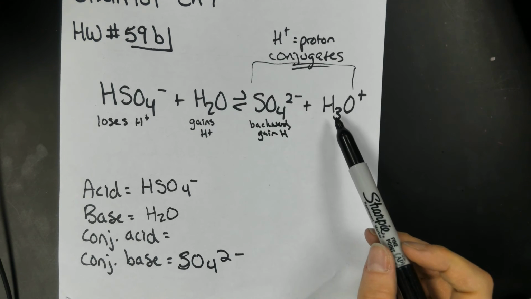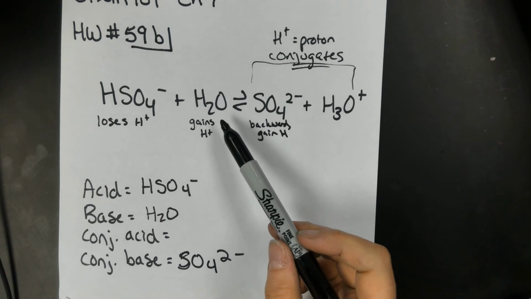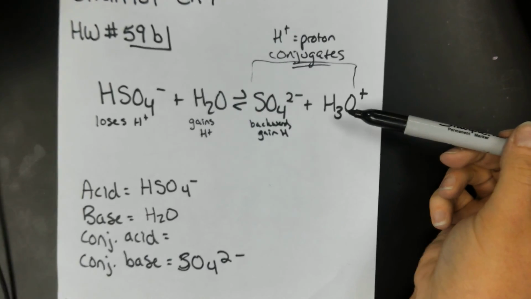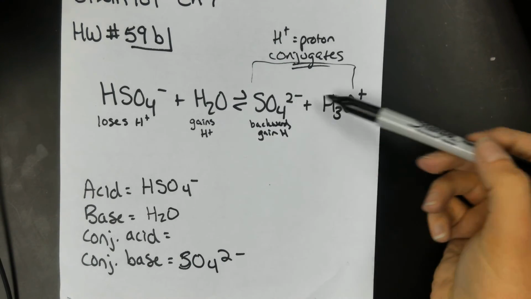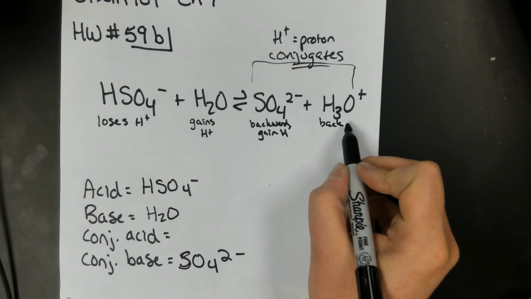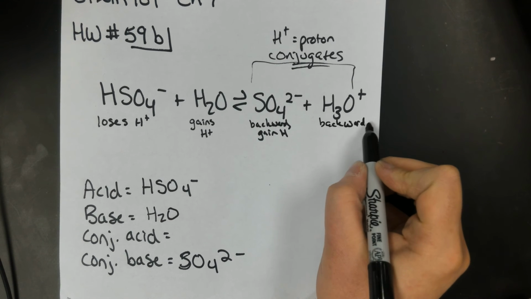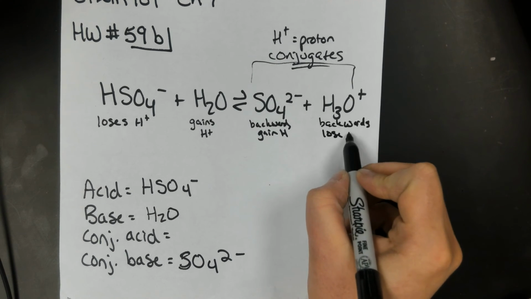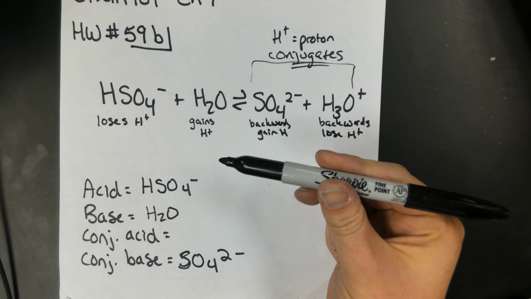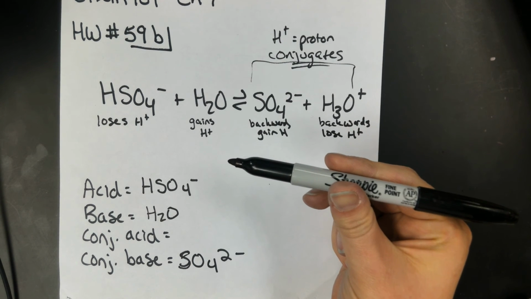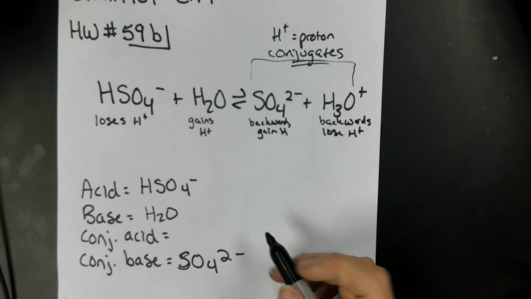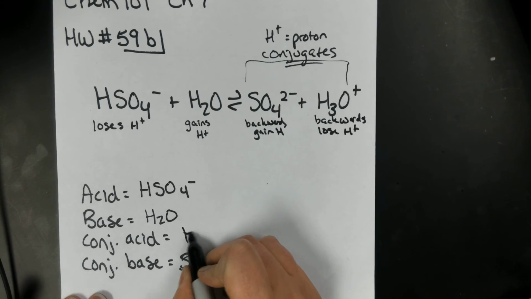How about H3O plus? To go from H3O plus to H2O, what do you have to do? If we're going backwards, we lose an H plus, right? We're losing an H plus going this way. So what loses H pluses? Acids, right? So it's the conjugate acid. That's the H3O plus.